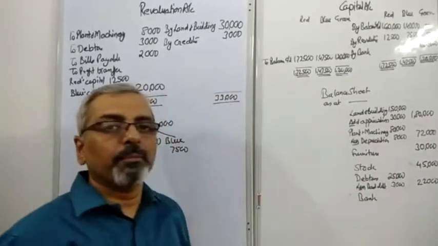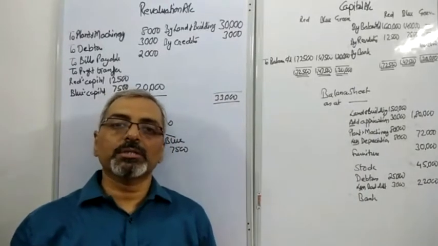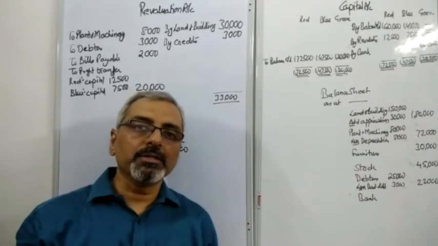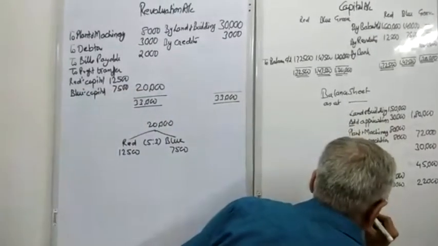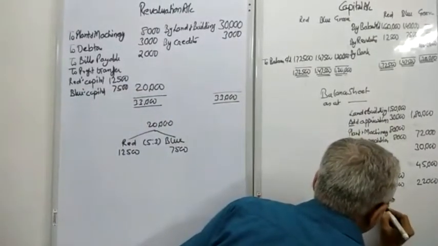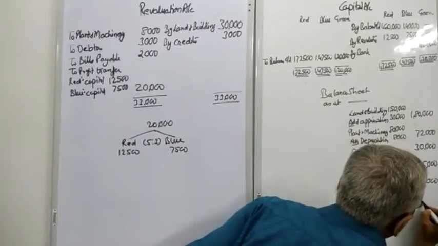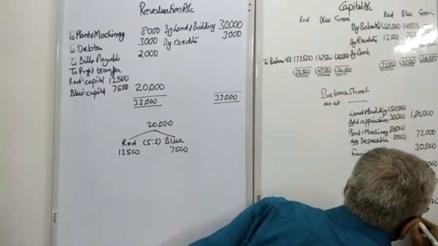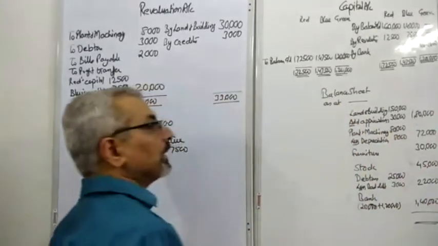Now if you see the balance sheet, the balance of bank is basically given to us as 20,000 and Green has brought in 1,20,000. So we are showing that in a bracket 1,20,000 plus 20,000. So that gives us 1,40,000. So this concludes the asset side of the balance sheet. We'll do the totaling afterwards.